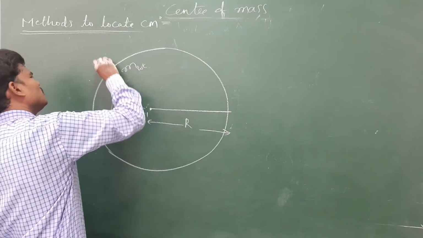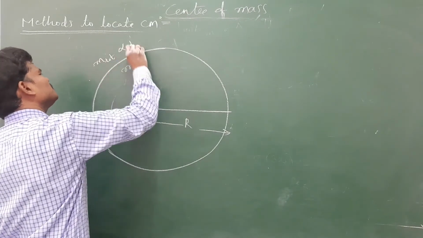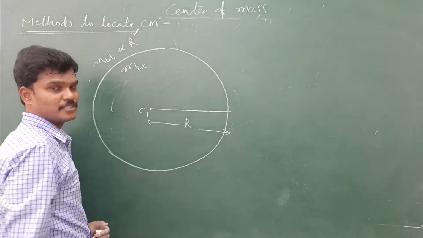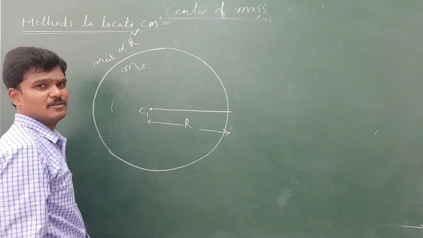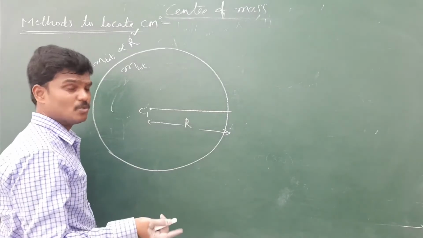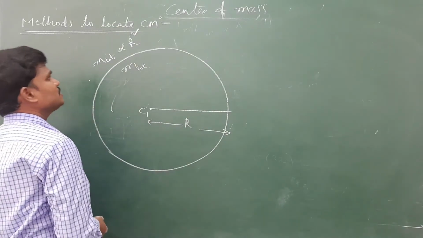And total mass, no doubt at all, total mass is proportional to r square. Actually, pi r square, volume into density. Volume is nothing but area into thickness into rho. Rho is the density. Okay. So mass is proportional to r square.